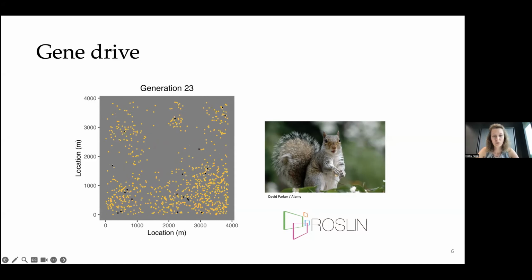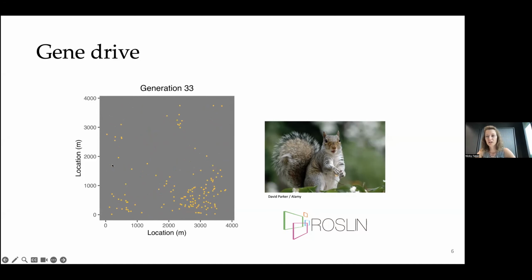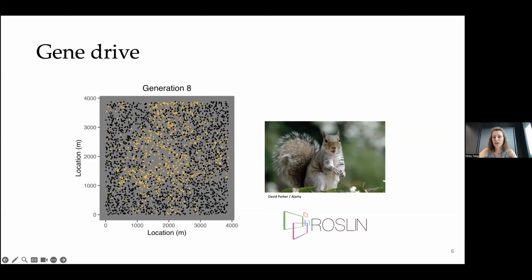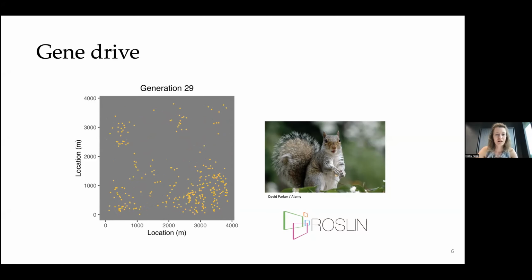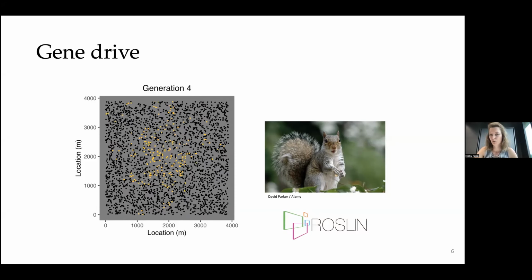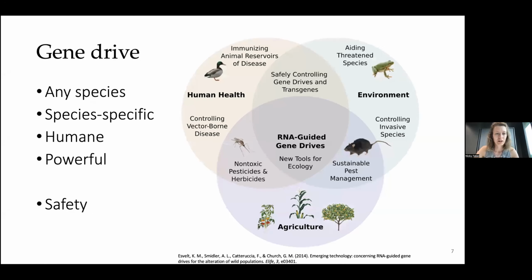So in black are the wild type individuals, and in yellow is the gene drive. You can see at the start they are released in the middle here. You can see more and more yellow starting to appear, so the gene drive is reaching fixation, and then the number of individuals starts to decline. So this would be the ideal way in which a suppression gene drive would work.